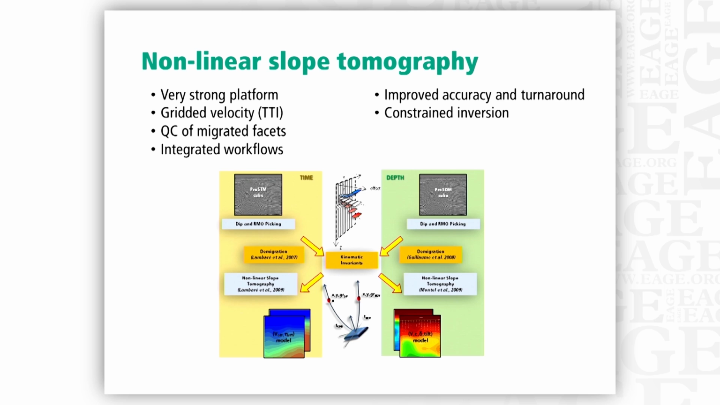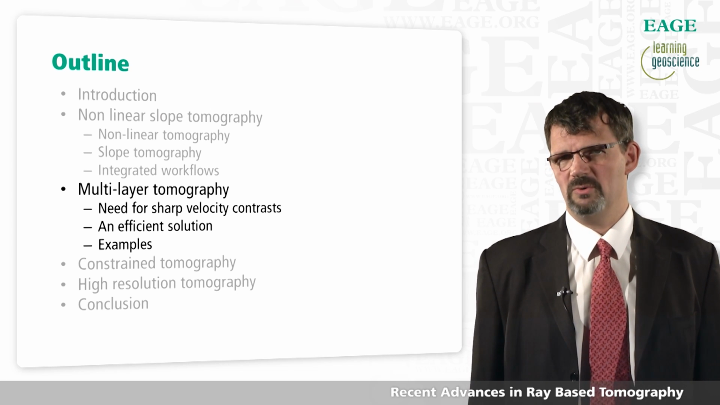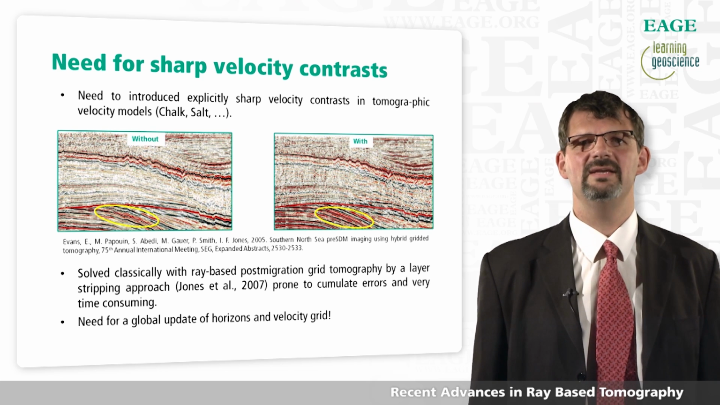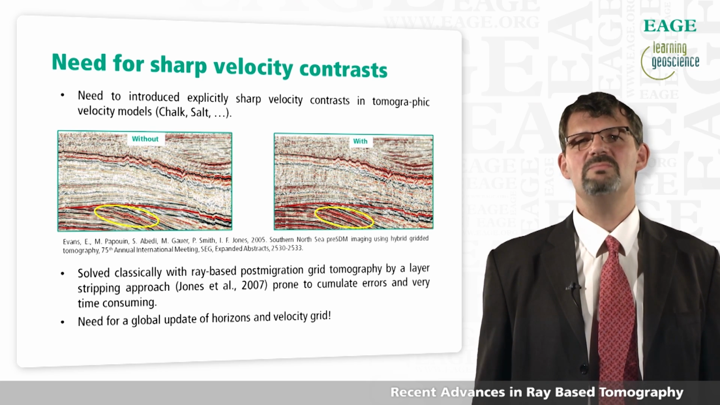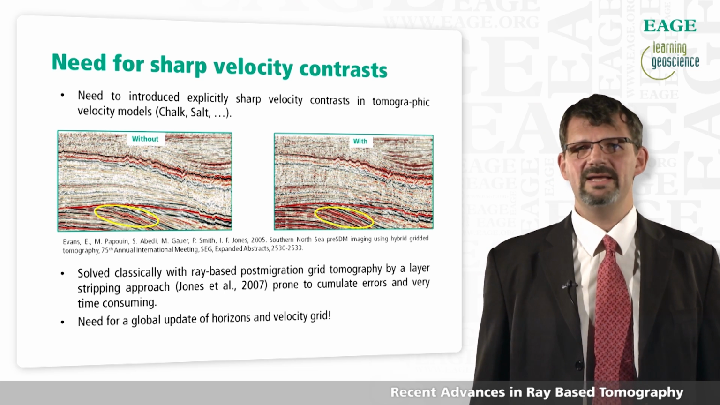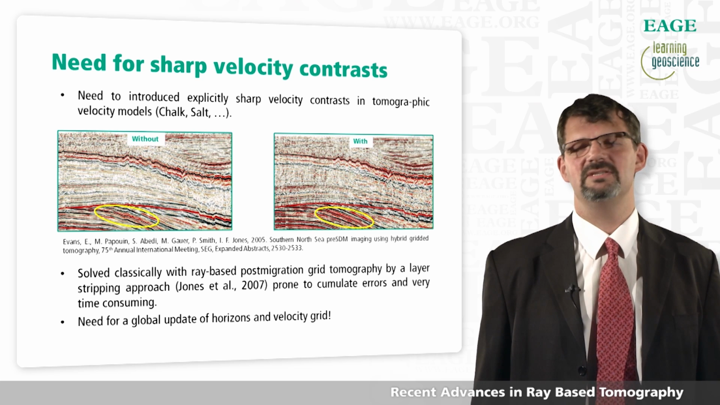All these result in improved accuracy and turnaround. And also, thanks to the fact that we have a nonlinear approach, an easier way to constrain inversion. Multilayer tomography now. Multilayer tomography comes from the need, in some context, to introduce explicitly sharp velocity contrast in the tomographic velocity model.